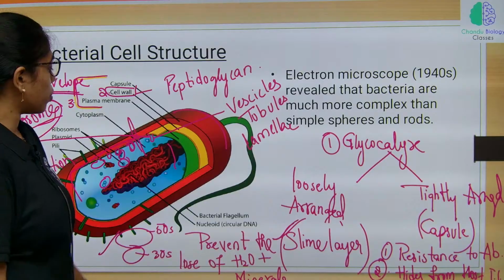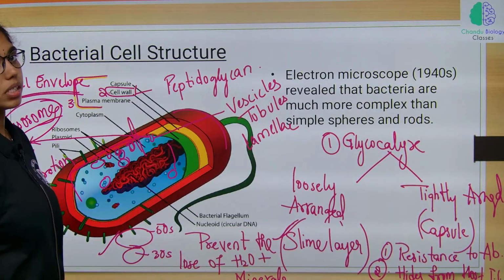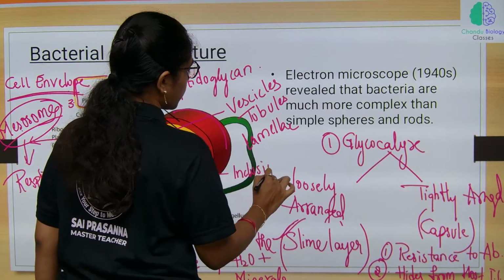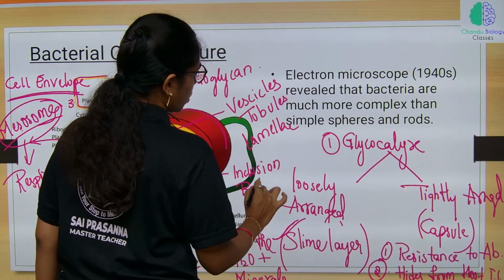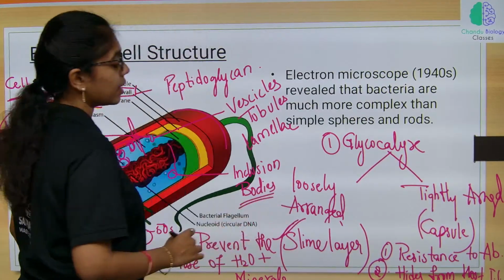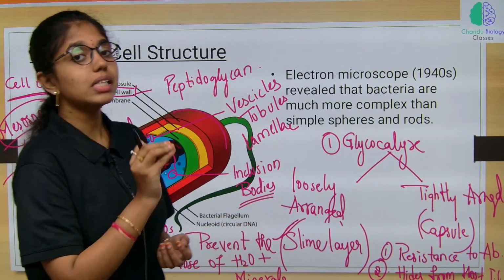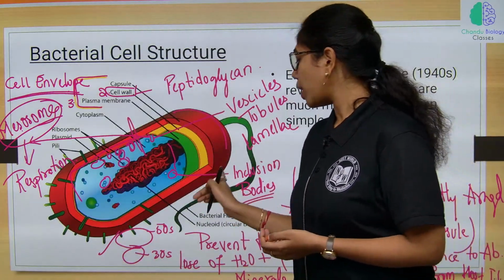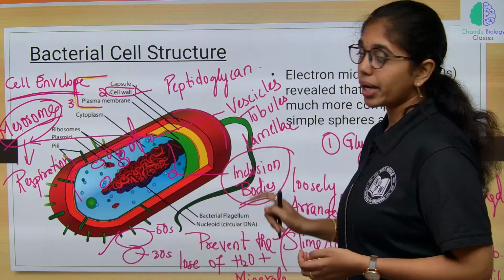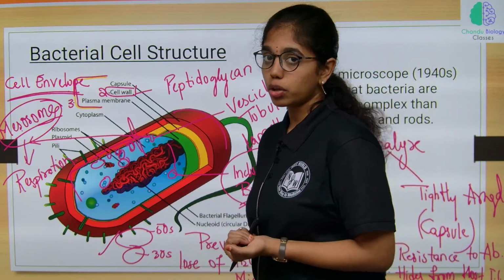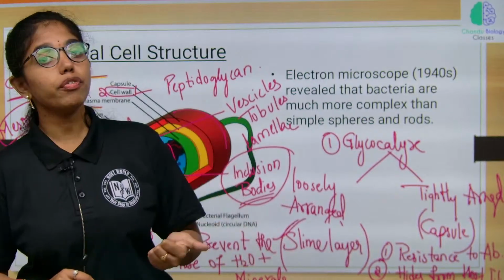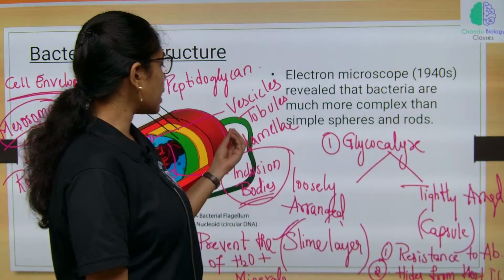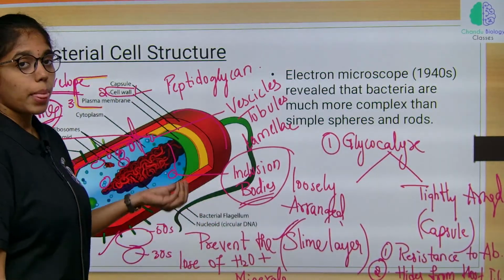Apart from ribosomes, inclusion bodies are present in the cytoplasm. Okay, what are they? Inclusion bodies. These inclusion bodies are nothing but the storage materials inside the prokaryotic cell. Inclusion bodies are also non-membrane bound organelles. Some examples of inclusion bodies include cyanophycean granules, phosphate granules, sulfate granules. Now, it is clear to us, right?